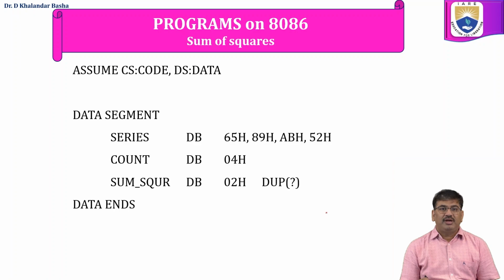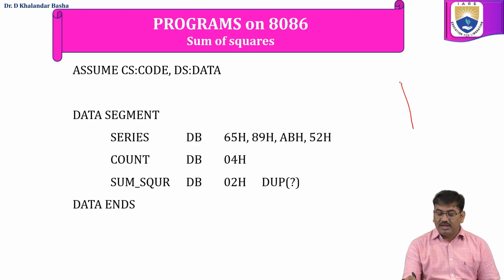To start the segment, we use the assembler directive, that is SEGMENT. As it corresponds to the data, we will write data SEGMENT. In this segment, we are going to have a few variables. The first variable is series DB, with some values like 65H, 89H, ABH and 52H.